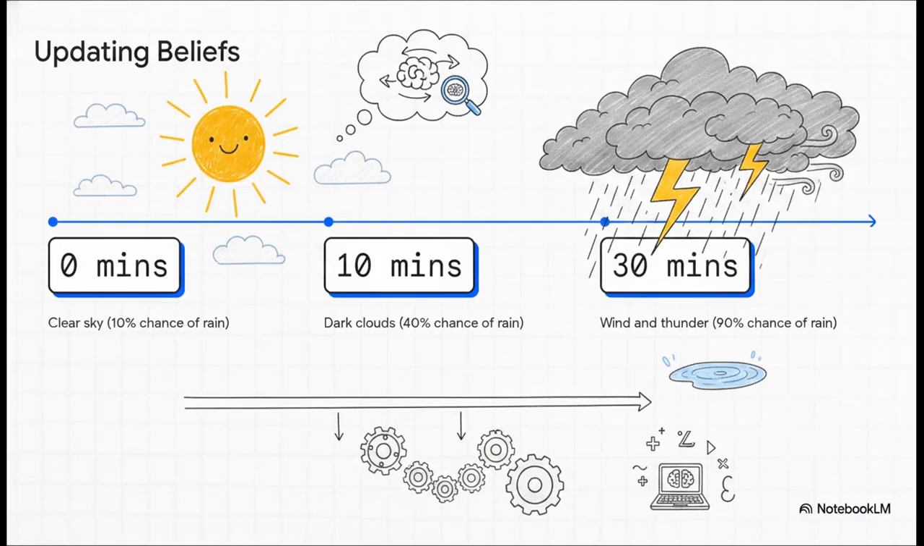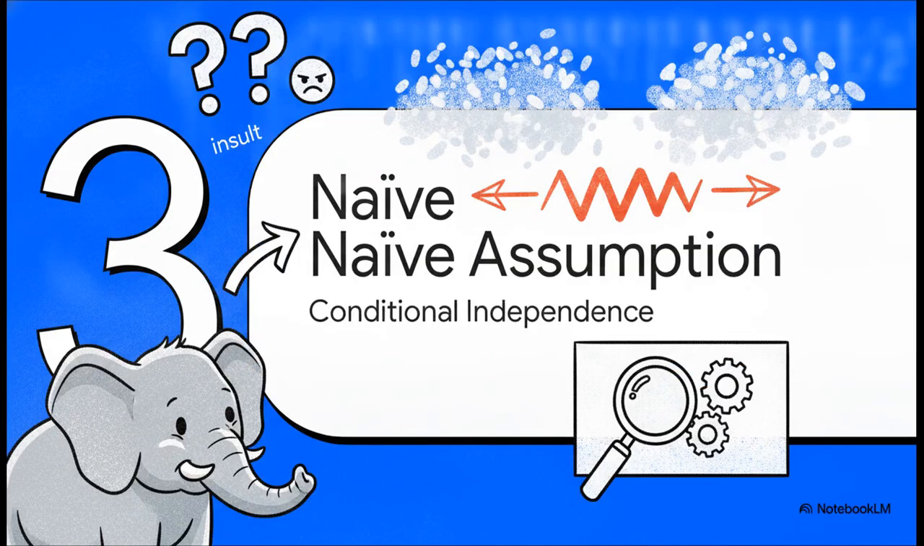You literally do this in everyday life without even thinking about it. You wake up, clear sky. You figure there's a 10% chance of rain. That's your prior. 10 minutes later, dark clouds roll in. You don't completely restart your brain. You just update your thinking. Your belief scales up to a 40% chance. 30 minutes later, thunder and wind hit. Your estimate updates again to 90%. That continuous real-time updating of beliefs based on new independent clues, that is exactly how Naïve Bayes arrives at its final posterior probability.